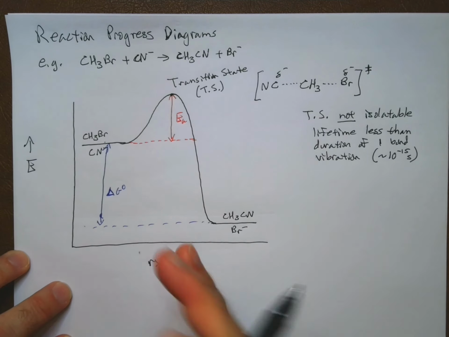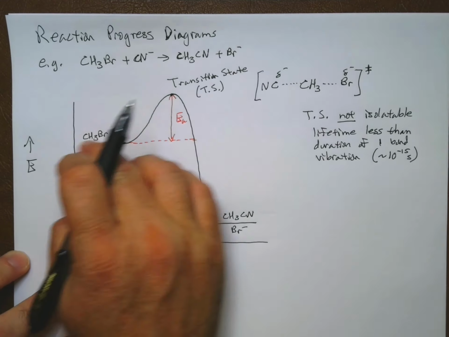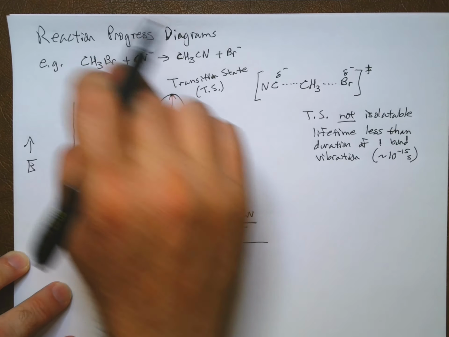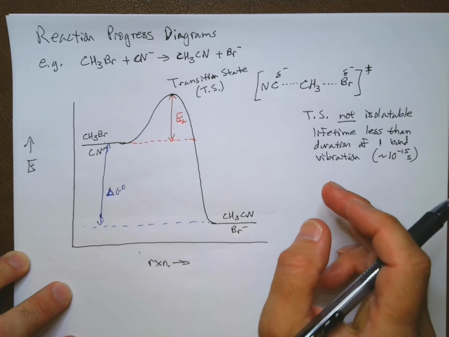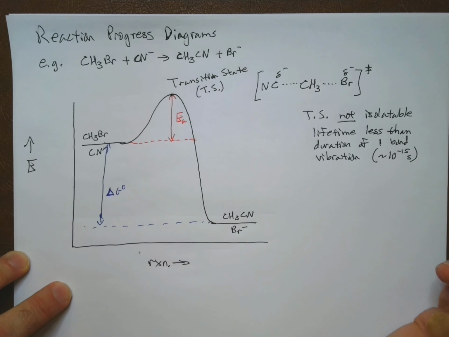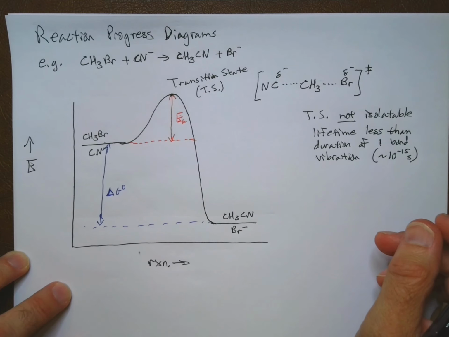So this is a typical reaction progress diagram. Now there's one step here, and that's the CN minus colliding with the CH3Br. It goes through this transition state, and we end up with our product here. We have delta G and we have EA.